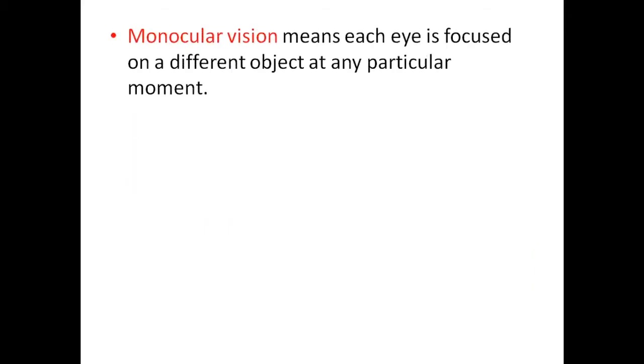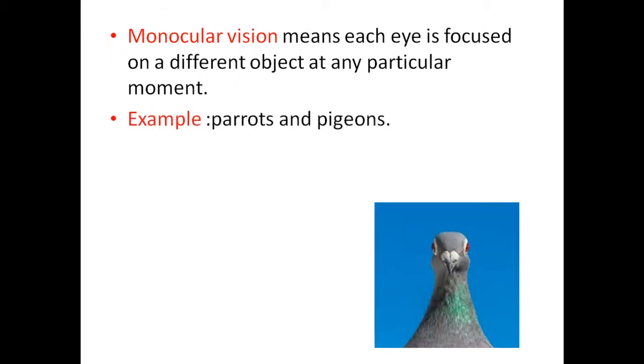Next, monocular vision means each eye is focused on a different object at any particular moment. One eye is on the left side, one eye is on the right side. So they can see different objects at any particular moment, a left side object and a right side object at one time. Correct? Examples are parrots and pigeons. You know that.